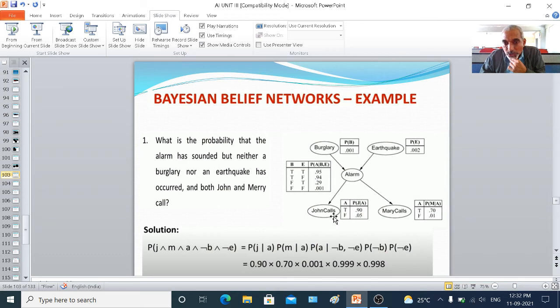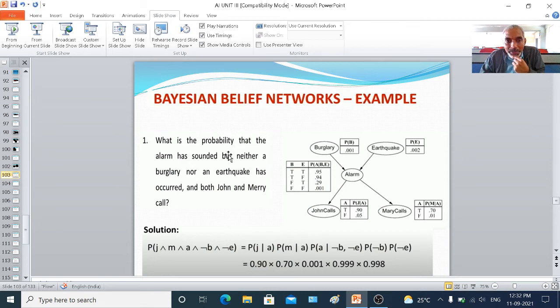And when John is going to make a call: when there is an alarm, the chance is 0.90. When there is no alarm, the chance is 0.05. Similarly, these data are given for us. Now, what we are going to reason, Bayesian reasoning, how it happens.